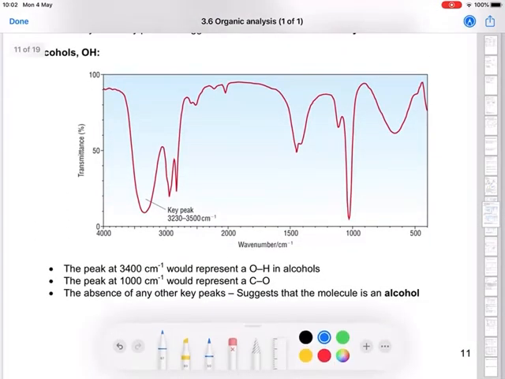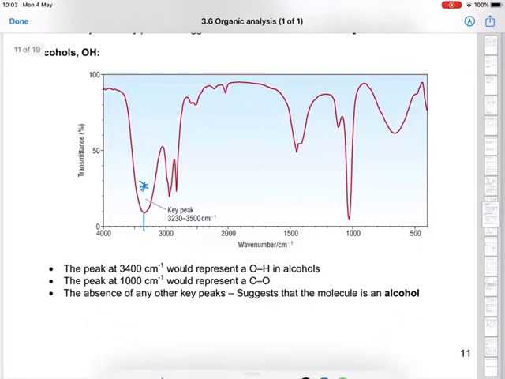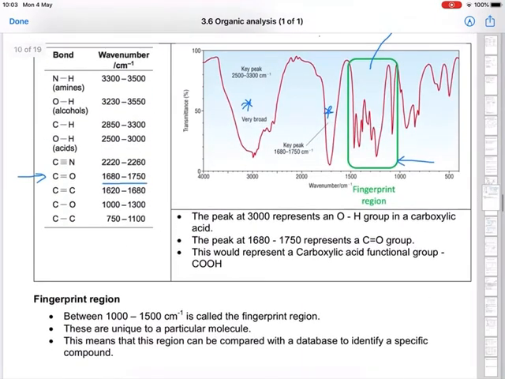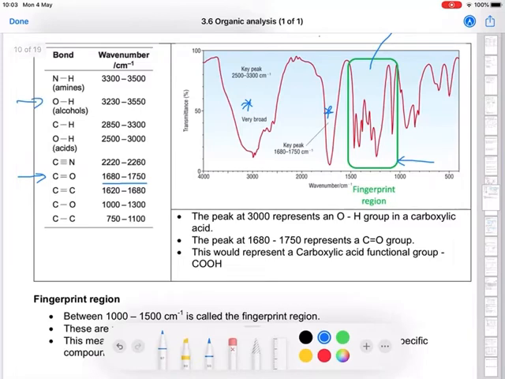Again, just look at the key peak. We've got a key peak at this point here. If you look at where that one is, so if I go down to here, that's 1, 2, 3, that's about 3,350. 3,350 is going to be this one here, because it falls in that range there. And it's an OH peak that's in alcohols.